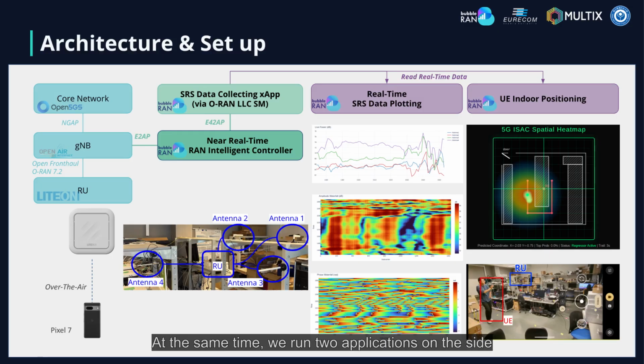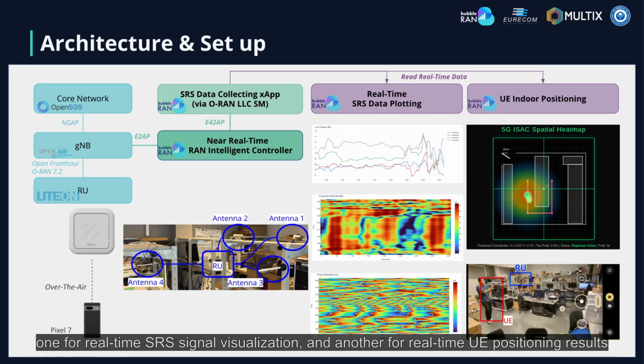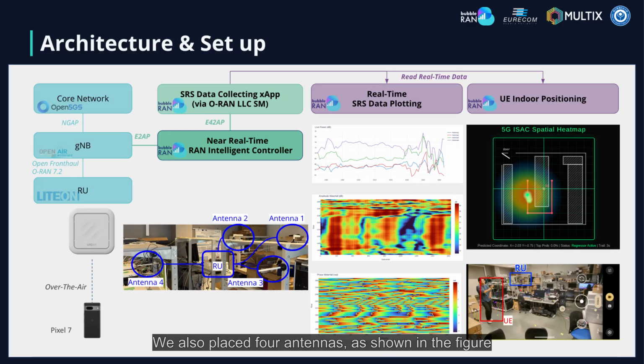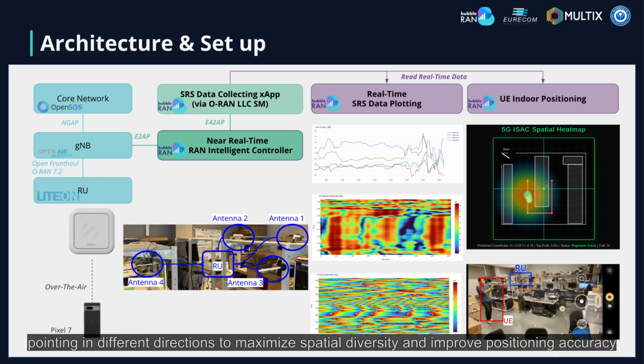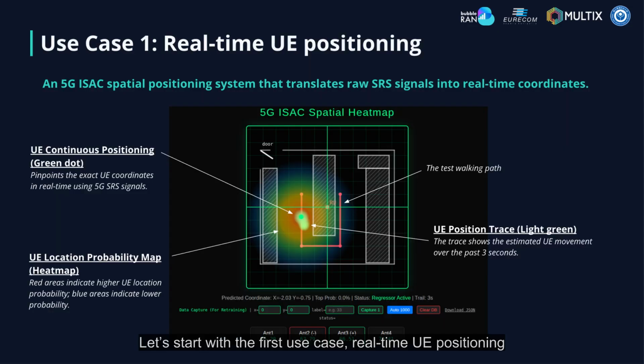At the same time, we run 2 applications on the side, one for real-time SRS signal visualization and another for real-time UE positioning results. We also placed 4 antennas, as shown in the figure, pointing in different directions to maximize spatial diversity and improve positioning accuracy. Let's start with the first use case, real-time UE positioning.